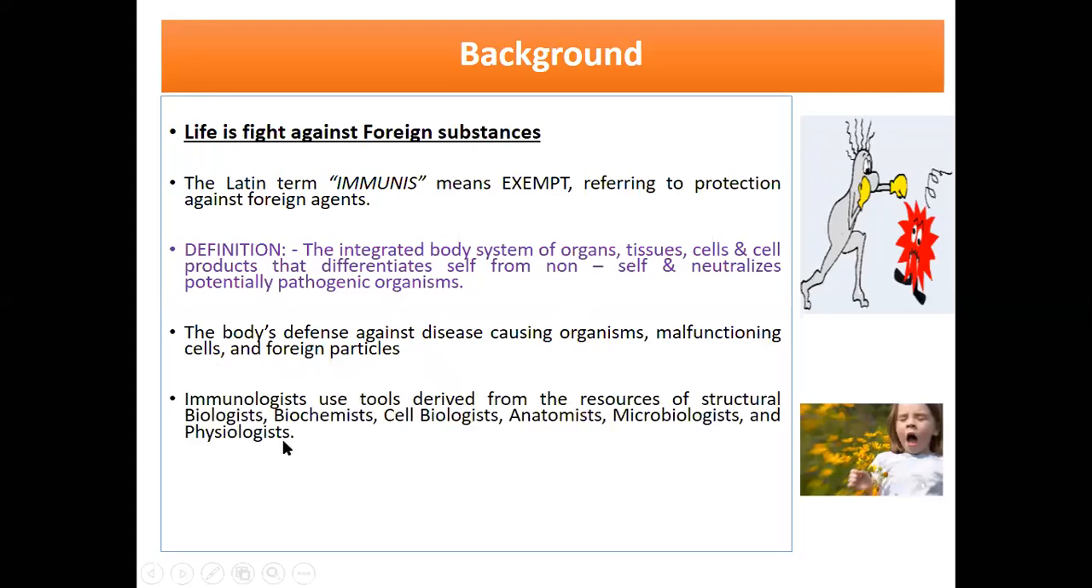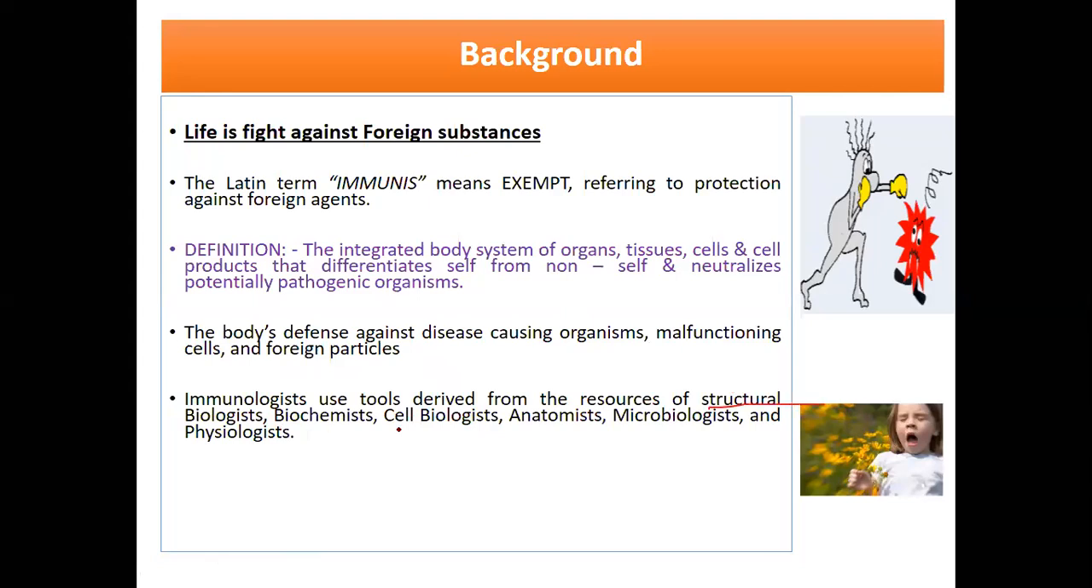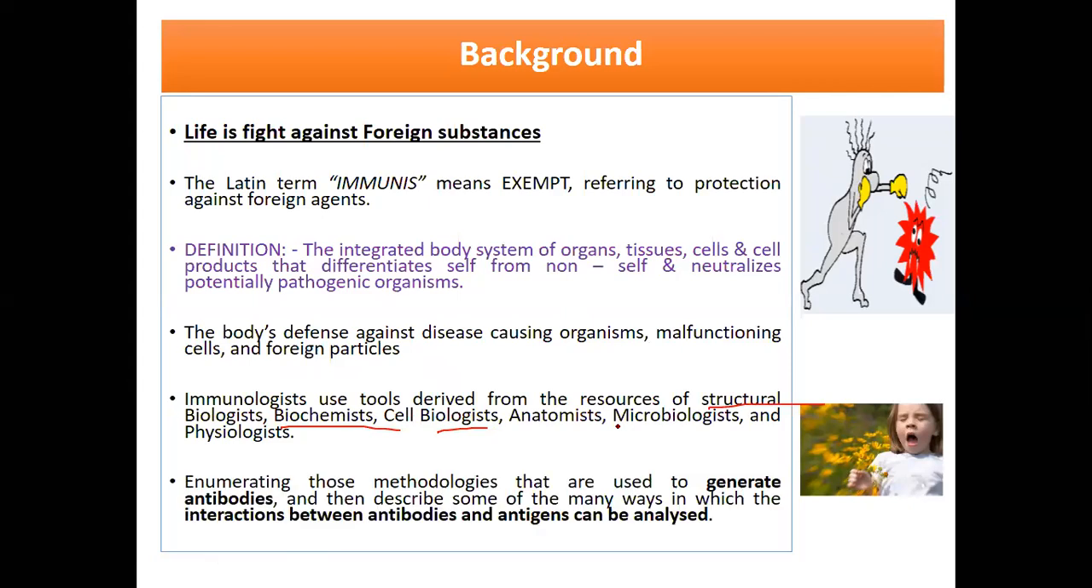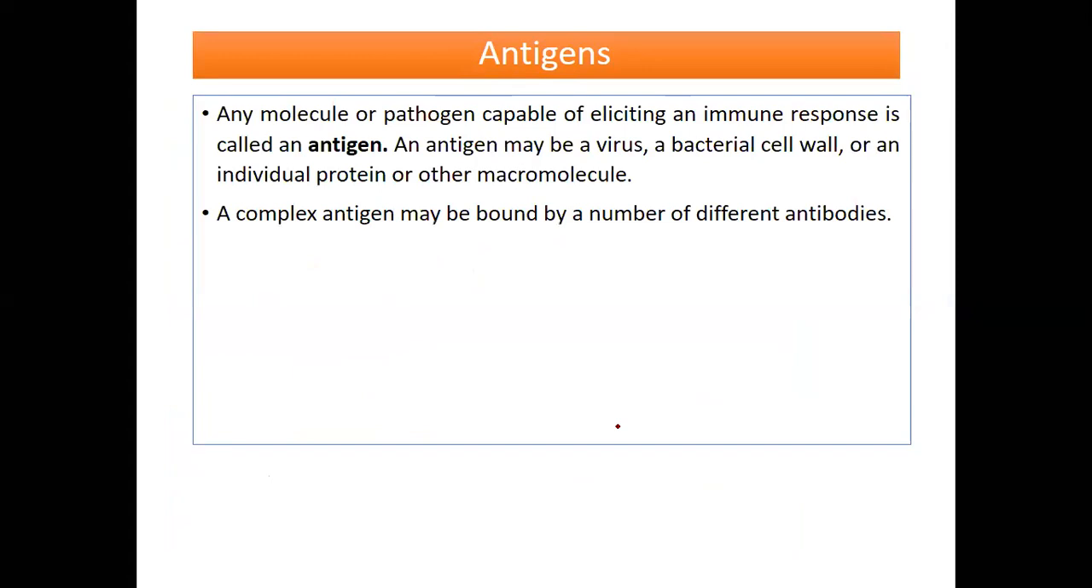Immunologists use tools majorly from structural biologists, biochemists, cell biologists, microbiologists, and various physicists. With this, they come to a conclusion of how to generate antibodies, and how these generated antibodies can be used in analyzing antigen-antibody interaction. So my study would be concentrating on antigen and antibody interactions. As we all are aware, an antigen is a molecule or a pathogen capable of eliciting an immune response. That particular molecule or pathogen is specifically called an antigen.